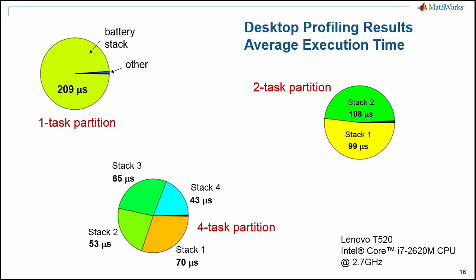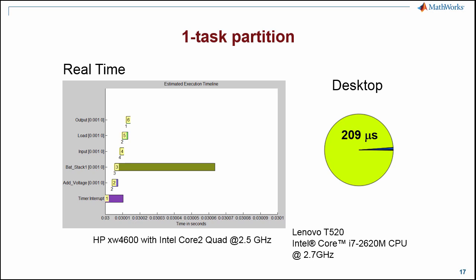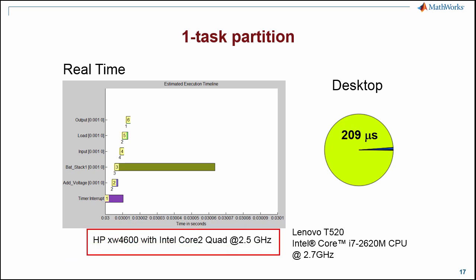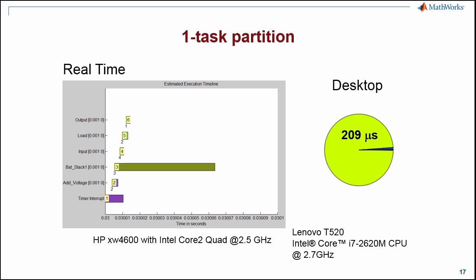Now, keeping in mind that we're doing all of this in order to hopefully get better results in real-time execution, the question is, how or to what extent are these desktop level results indicative of something that will be observed in real time? So here, what we're doing is comparing the profiling results for the desktop and the real-time simulation done in a computer whose specifications we can see in here, running Simulink real-time, which is the real-time kernel offered by the MathWorks. And in this case, this is the one task partition.